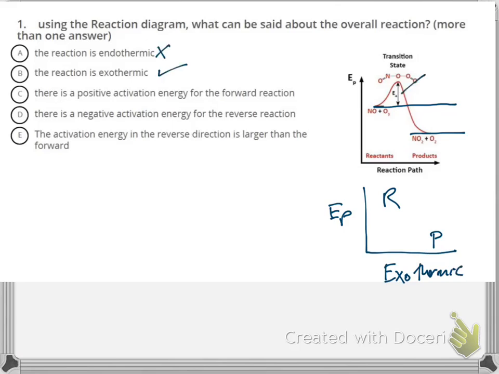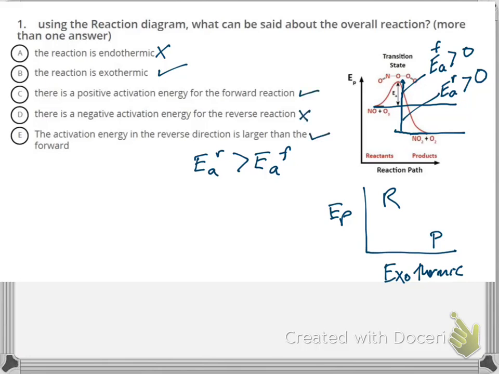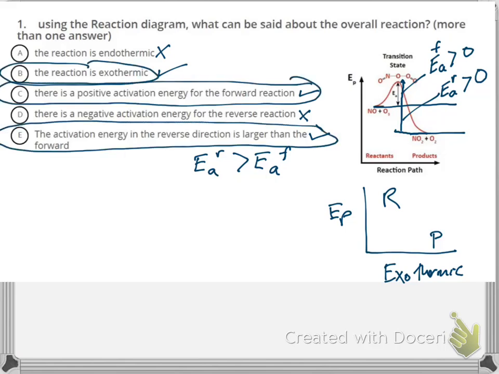There's a positive activation energy for the forward reaction, and all activation energies are always positive, right? It happens to be smaller for the forward reaction than it is in the reverse. But they're both greater than 0. They're always greater than 0. And we see that the reverse activation energy is greater than the forward reaction. This is a characteristic of an exothermic reaction when the products are more stable. And so we would pick B, C, and E.